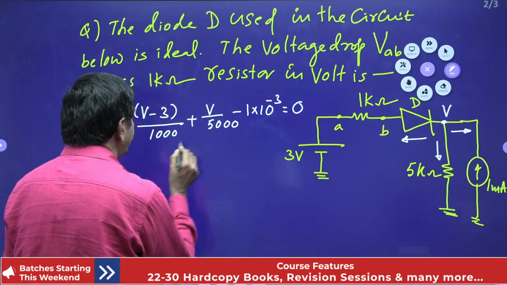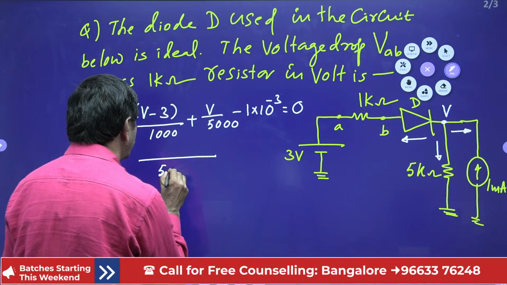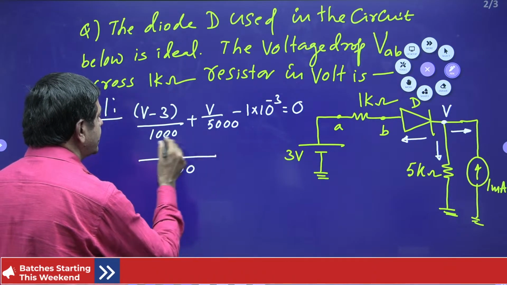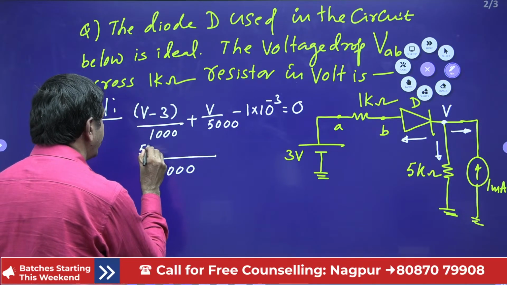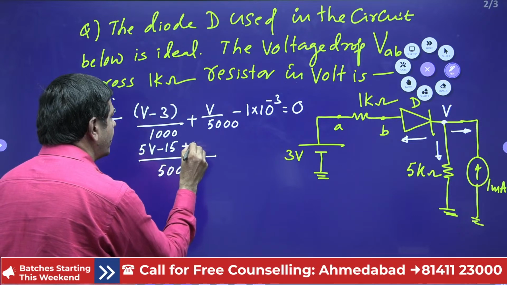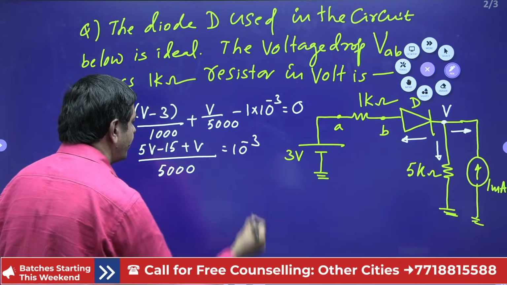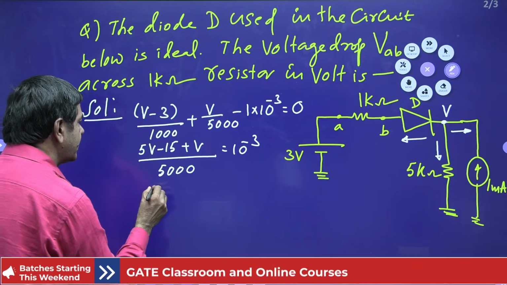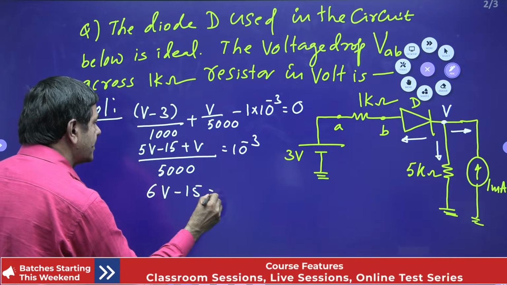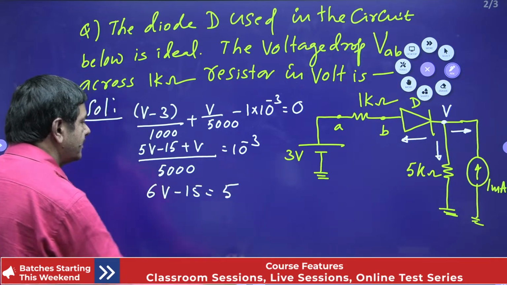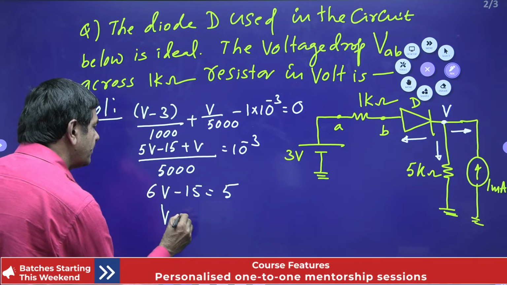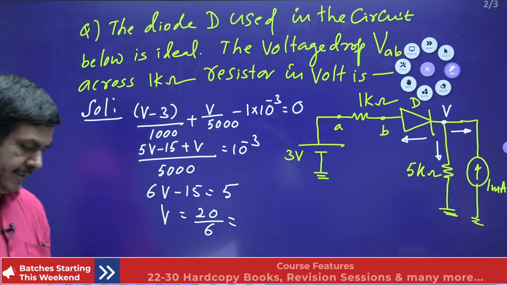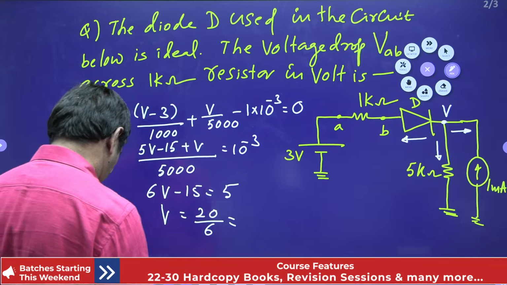Here, I would like to take the LCM of 5000 for these two. 5000, how many times can you cancel here? 5 times. 1000 means 5 times, so 5 times (V minus 3) is 5V minus 15, plus V equals 10 power minus 3 times 5 into 10 power 3, which gets cancelled out. 5 plus 1, 6V minus 15 equals 5 only. So 6V equals 20, V equals how much is it possible? 20 by 6. 20 by 6 equals how much? Anybody? 20 by 6, 3.33 volts it comes.